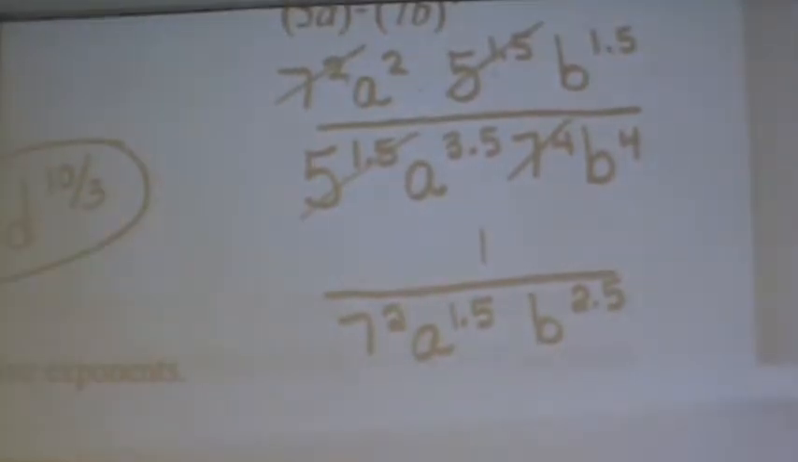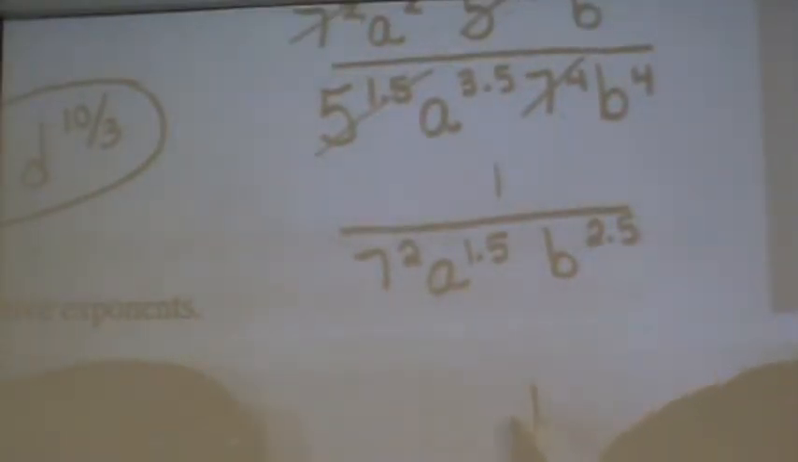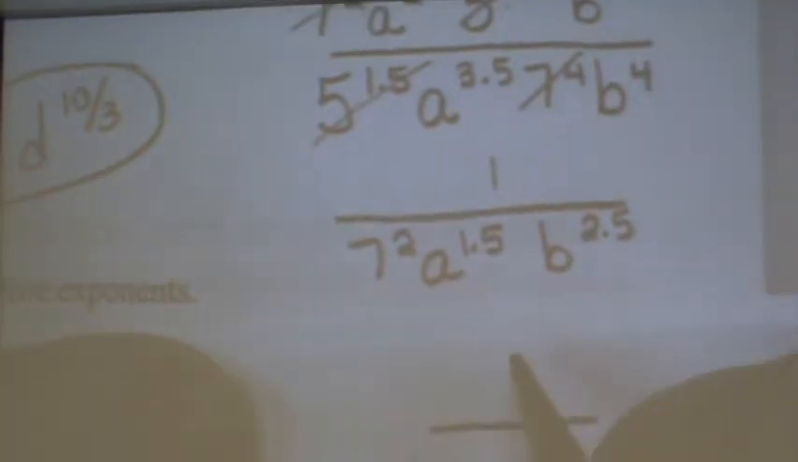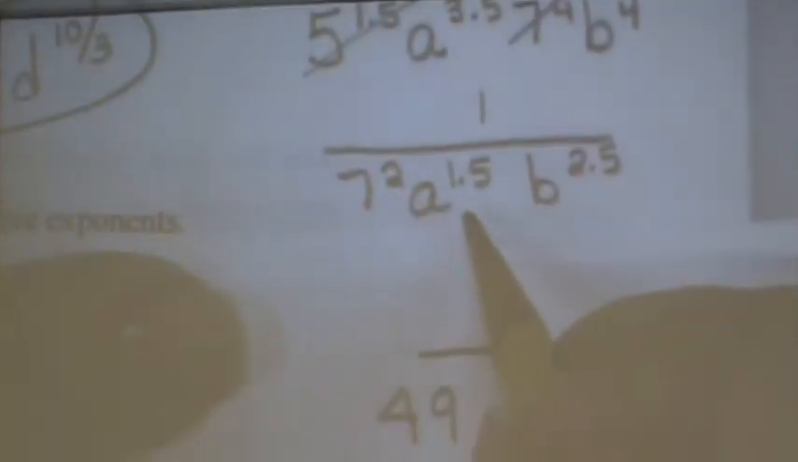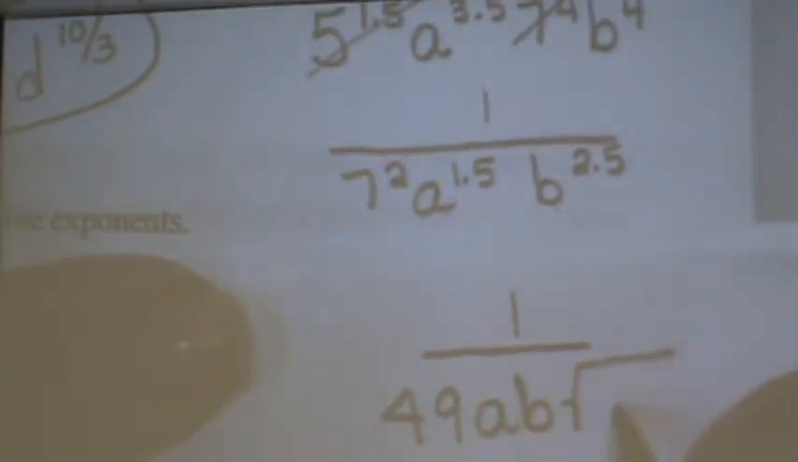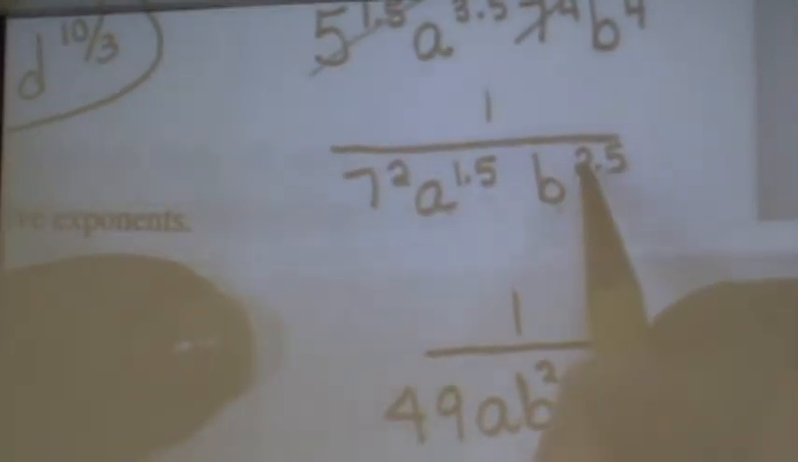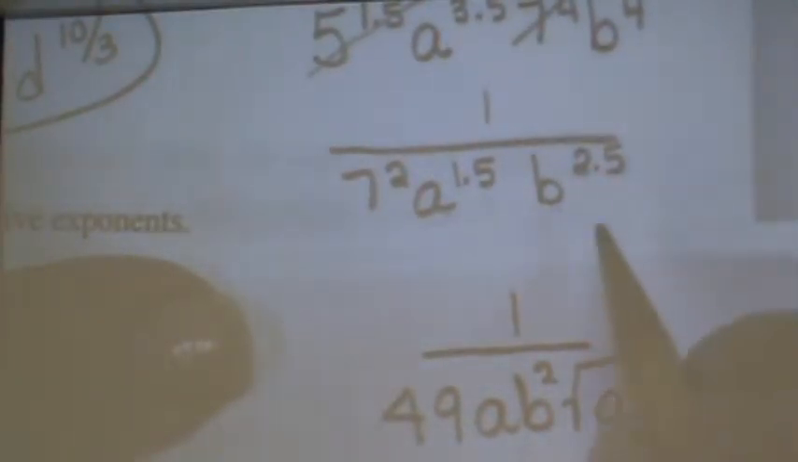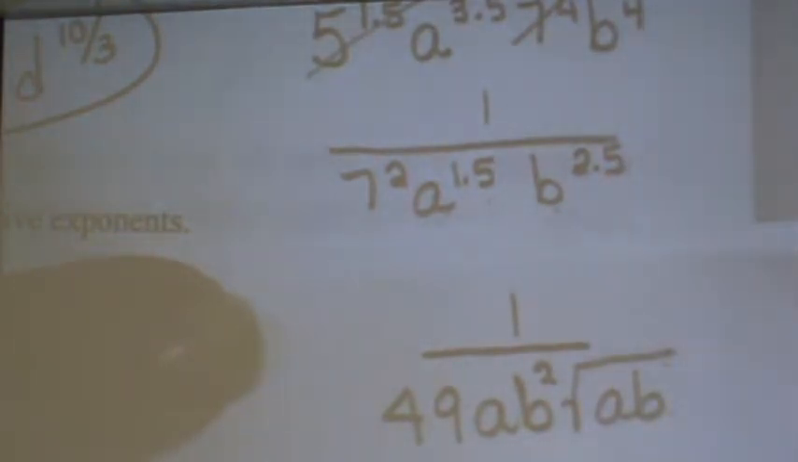Now, if you wanted, you could rewrite this in several different ways. You could write this as 1 over 49, and then if you wanted to write it as AB, you could write the square root of AB, because you had a half here, and actually this would be B squared, because you have 2 of them, and then half of B, which is a square root. So that would be another form of the answer.